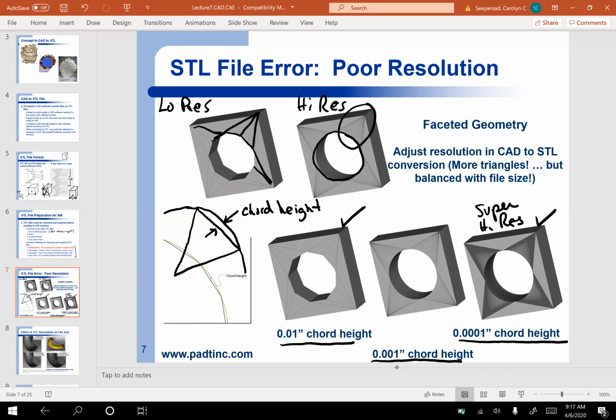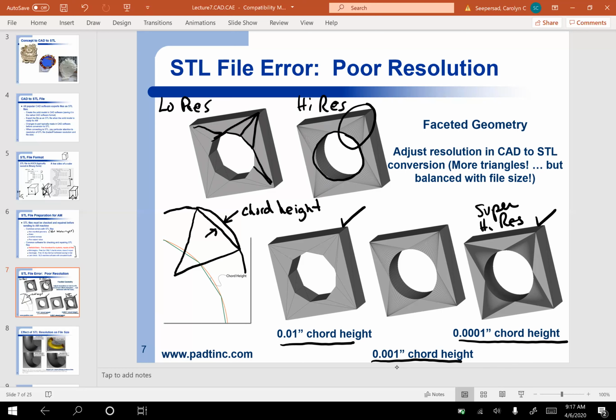There's no point in decreasing the chord height beyond the resolution of your machine, right? So here when we get to 0.001 inches, we're really already in the ballpark or even better than the minimum resolution of most of our additive manufacturing machines. So there's really no point in having a resolution any better than that.